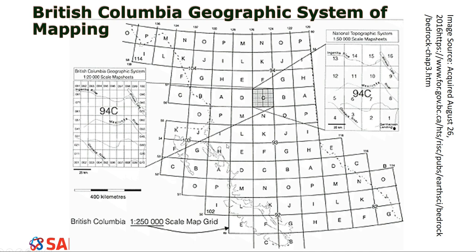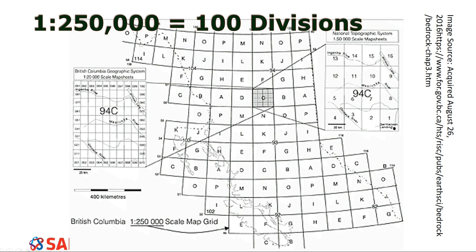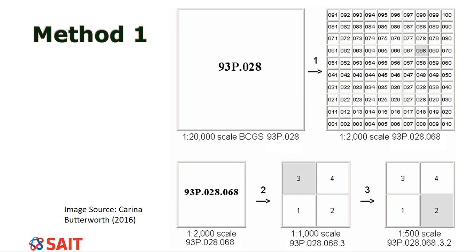So here, we have the 1 to 250,000 map grid. But then they take a little bit of a sidetrack. They actually separate it up in different ways. We have the NRCan system of breaking it up into the 1 to 50,000 map sheets. And we have the BC one that takes the 1 to 250,000 and breaks it up into 100 pieces. So instead, we now divide it into 100 pieces, and this is what we start looking like.